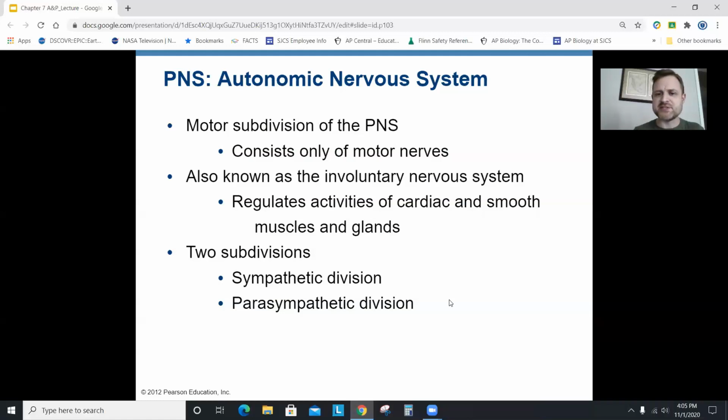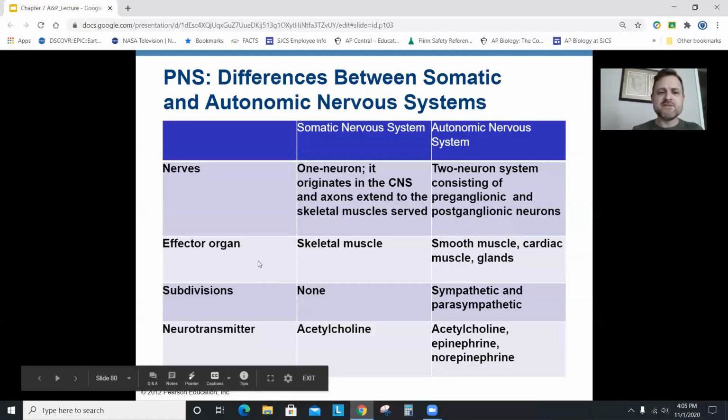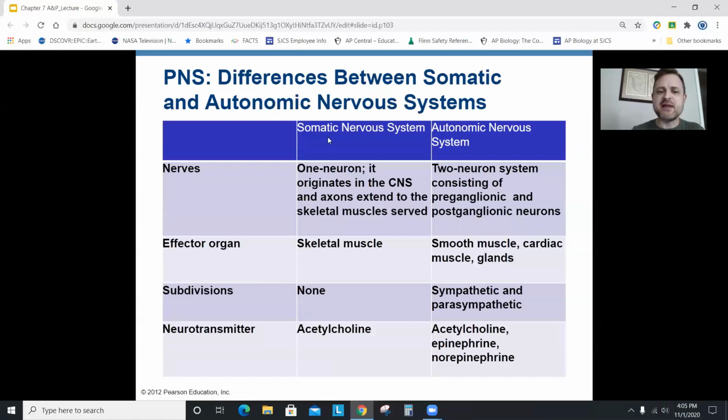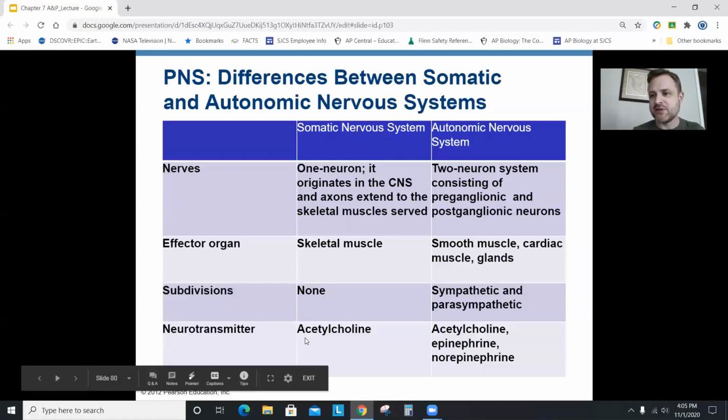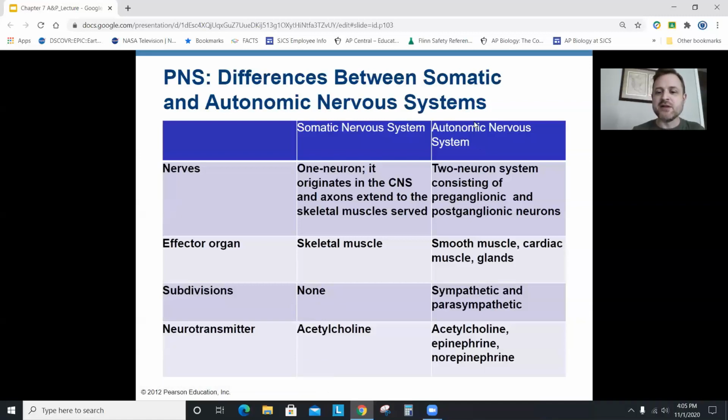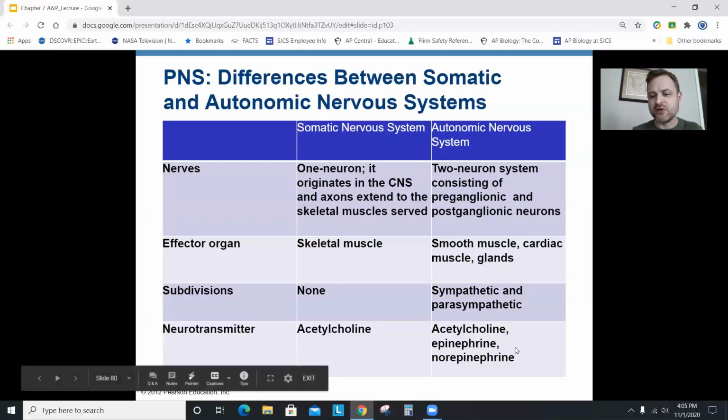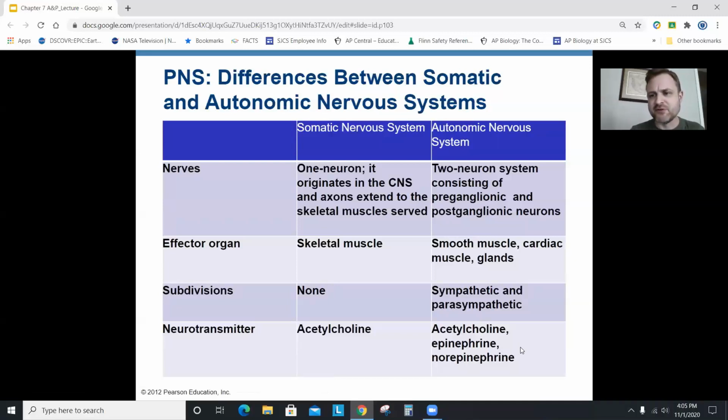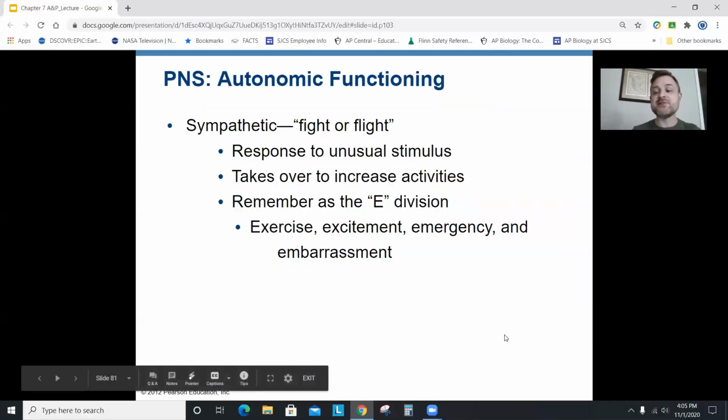We've already discussed the rest of the things on this slide. So, this just shows a good review. So the somatic, the nerves that affect your skeletal muscles, again, they affect your skeletal muscles. There's no subdivisions. Acetylcholine is a common neurotransmitter. The autonomic ones would affect smooth muscles, cardiac muscles, or your glands. It has two subdivisions, sympathetic and parasympathetic, and it uses acetylcholine, epinephrine, or norepinephrine. Don't worry about the different neurotransmitters that they use. Okay, so what's the difference?